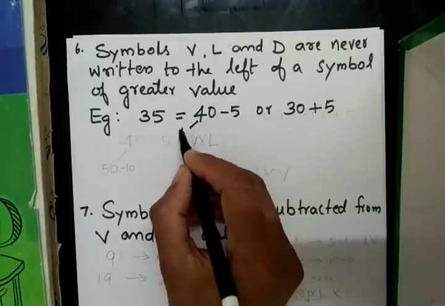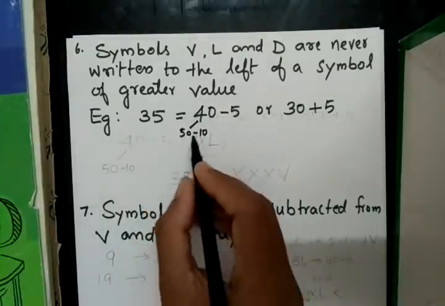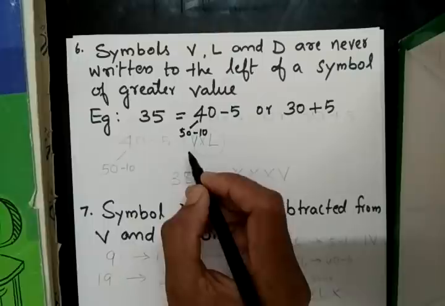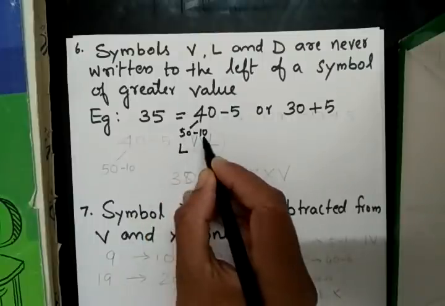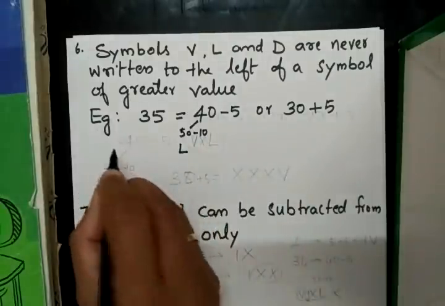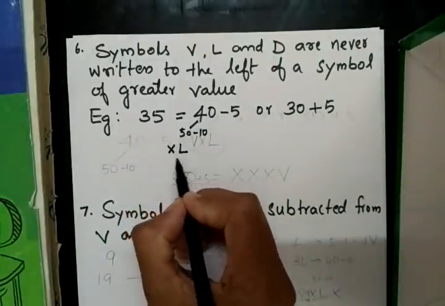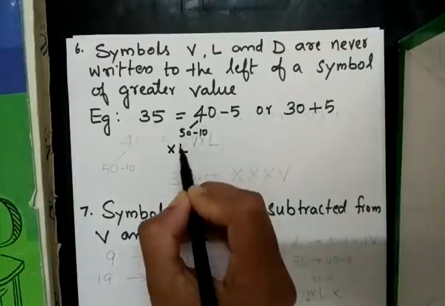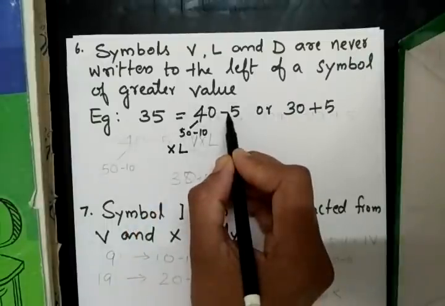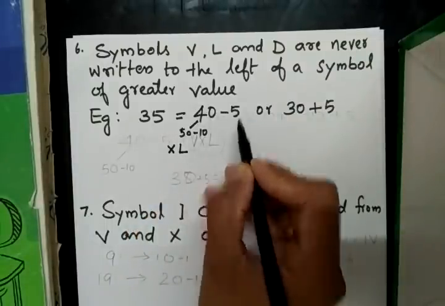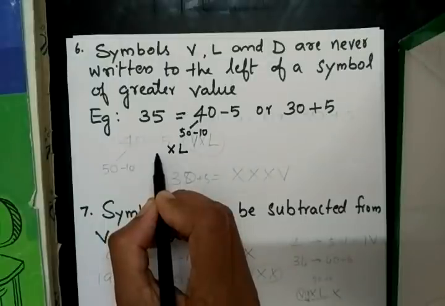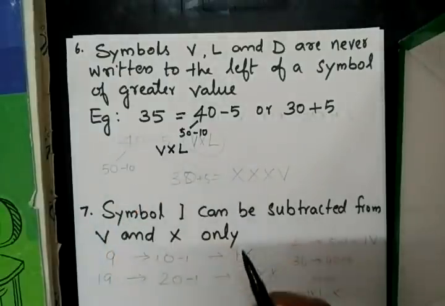How will we write 50 minus 10? 50 represents L. Minus 10. Minus means less, so the 10 should be written on the left. So this represents 40. This is 50 minus 10. That is 40. And minus 5. Again minus means again on the left of this I have to write 5. 5 means this is the symbol.